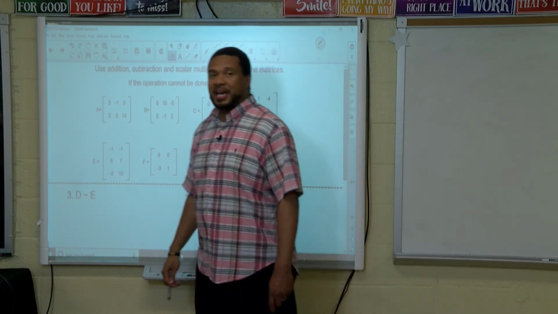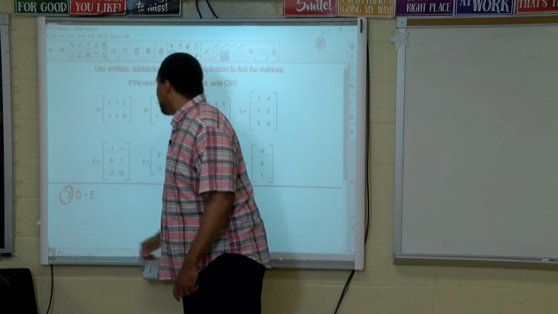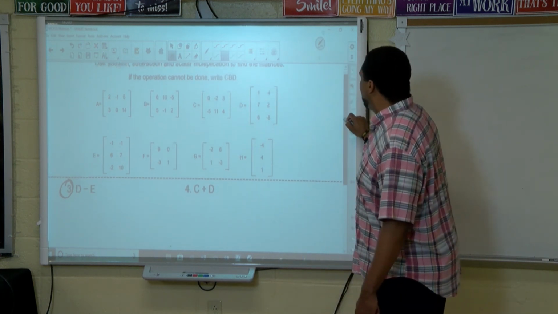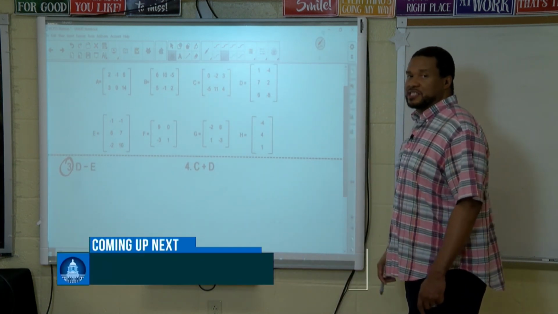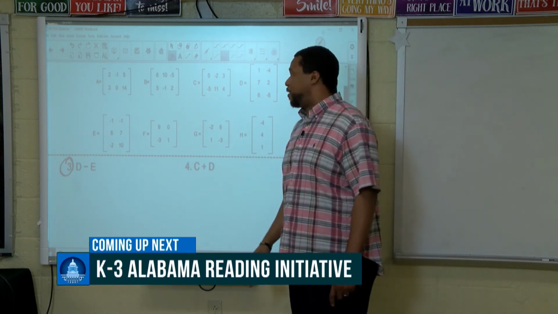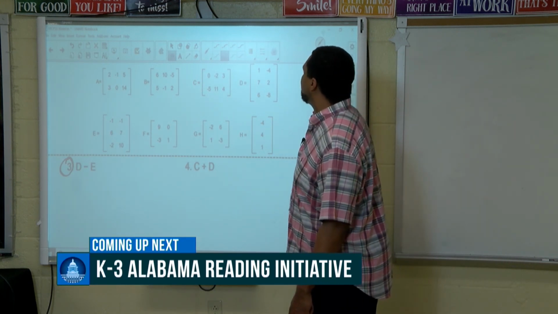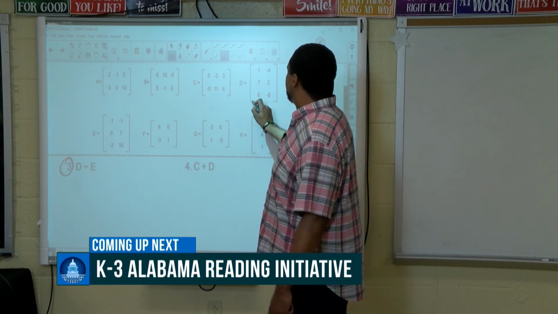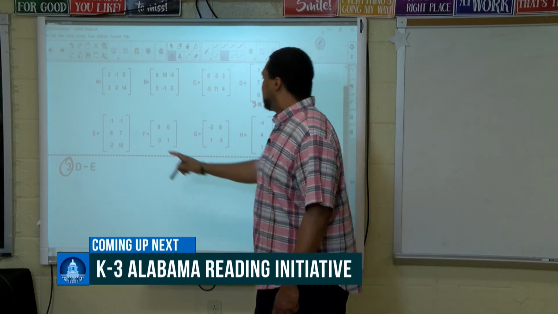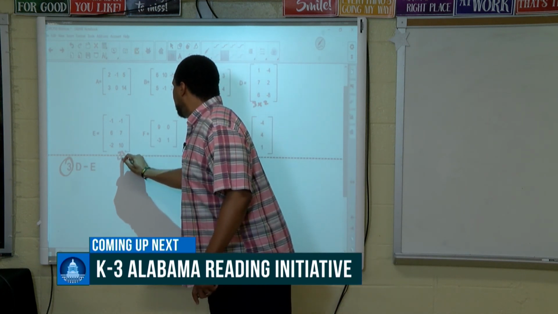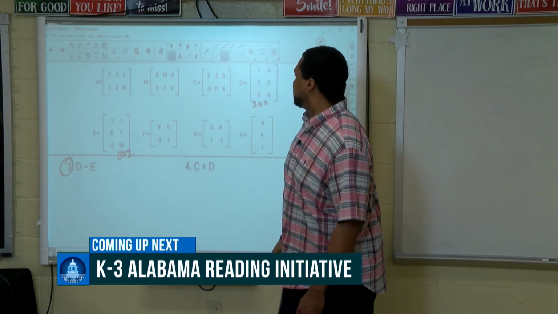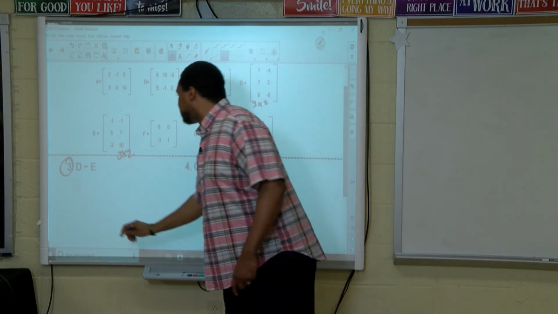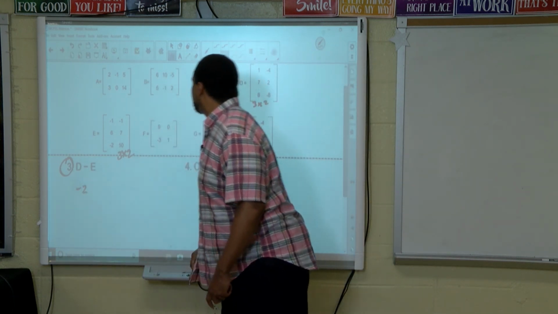Let's look at number 3 this time. They want us to subtract. D minus E. Once again, you must have the same dimensions in order to add and subtract. So this is 3 by 2. E is also 3 by 2. Negative 1 minus 1. Negative 2.